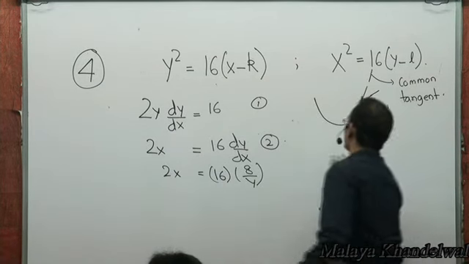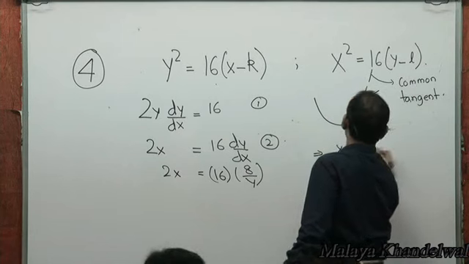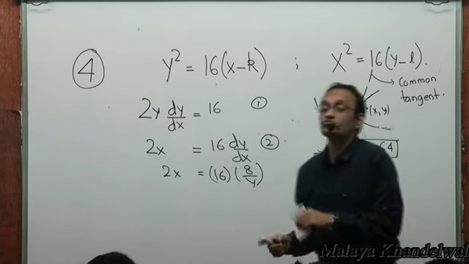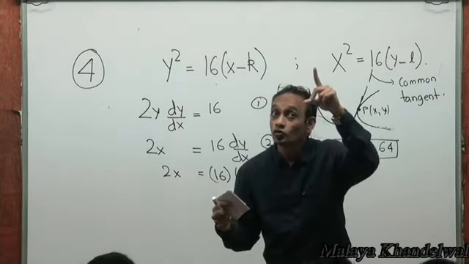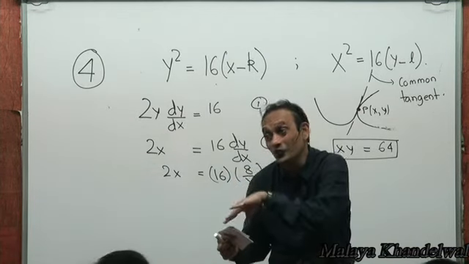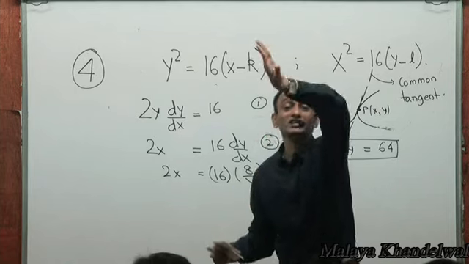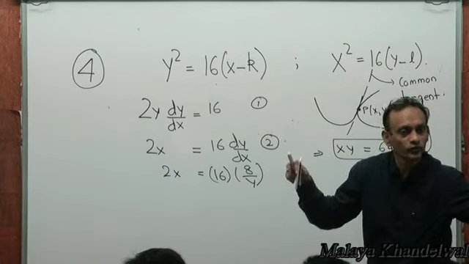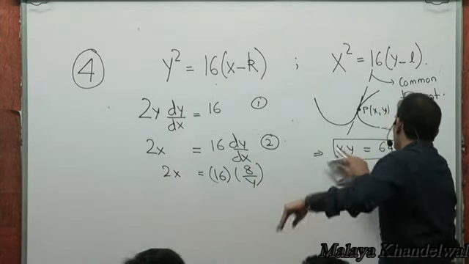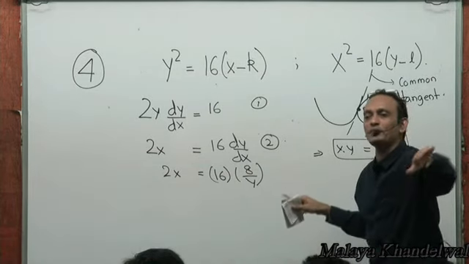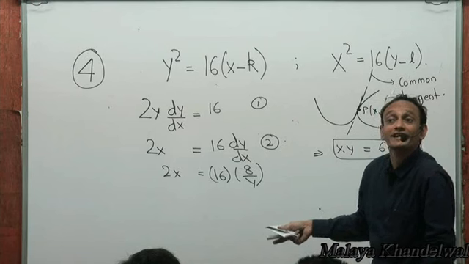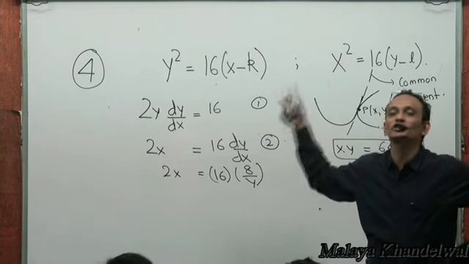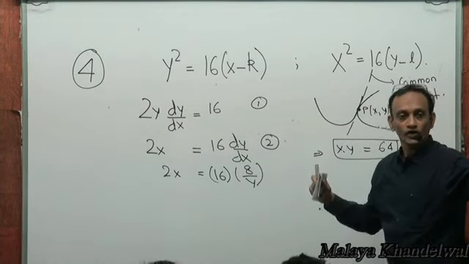Clear? Right? Which means that xy must be 64. P moves such that x into y is 64. In chemistry, you have done PV equal to constant. Rectangular hyperbola. Xy equal to constant will be a rectangular hyperbola. You've done that in chemistry. PV equal to constant. The graph of P into V equal to constant is a rectangular hyperbola. So xy equal to constant will be a rectangular hyperbola. So the locus is a hyperbola, more specifically a rectangular hyperbola. Yes or no? Right? Clear?